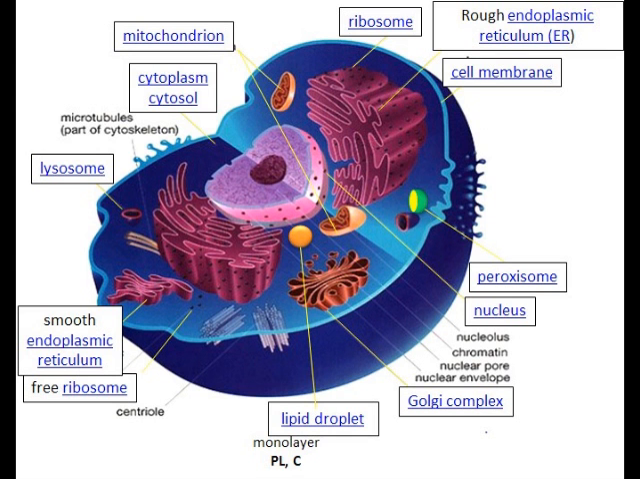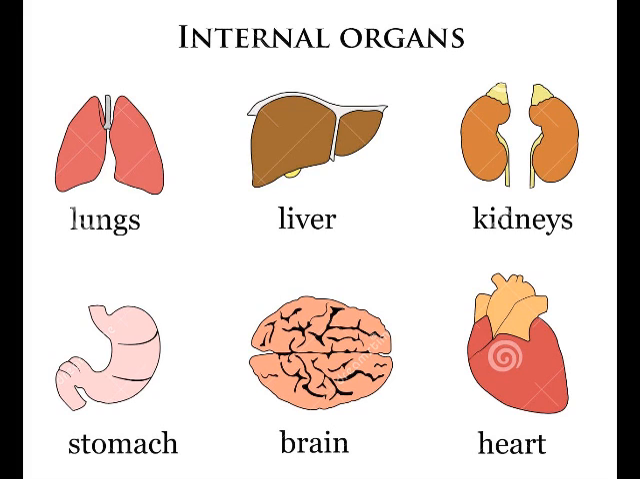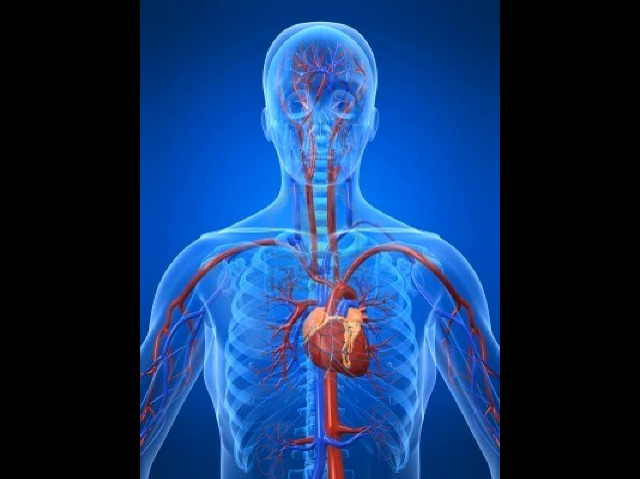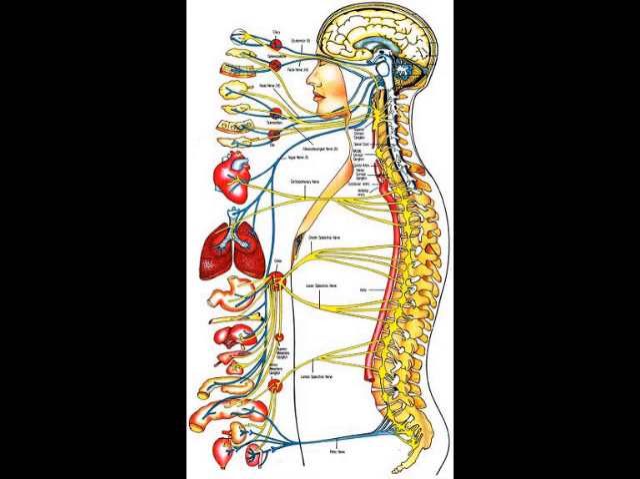The body is made up of cells. A collection of cells build up tissues that in turn form the organs in the body, such as the liver, the heart, the kidneys, and more. A collection of organs make up the different systems in the body, such as the digestive, cardiovascular, the endocrine, and the nervous system.